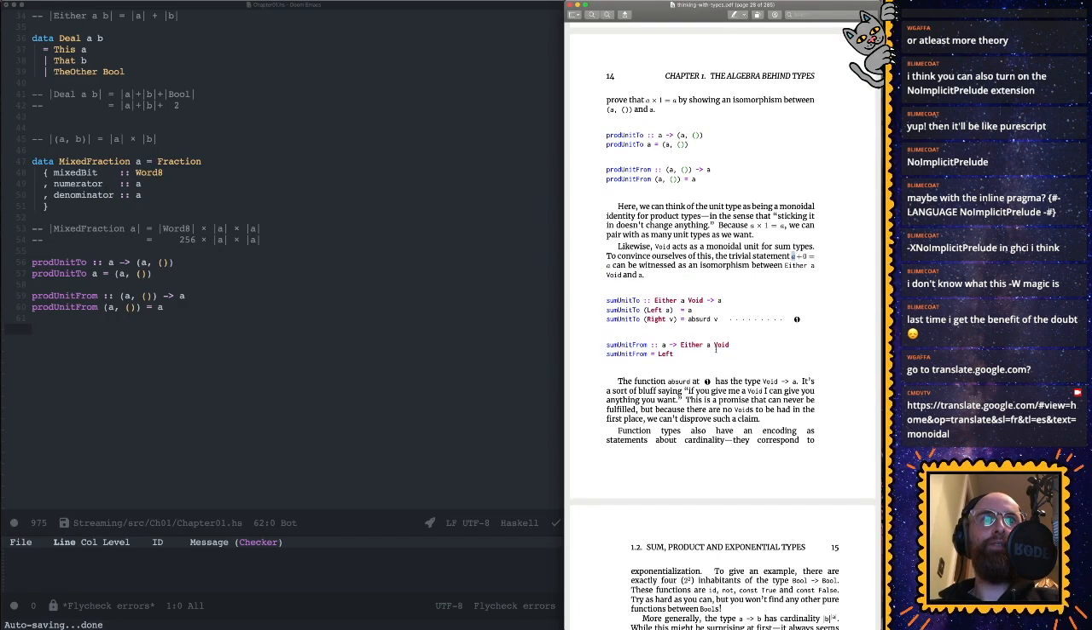Sorry, we went off on one again. So the trivial statement A plus 0 is equal to A can be witnessed as an isomorphism between either A, void, and A. Okay, so let's have a look at that.